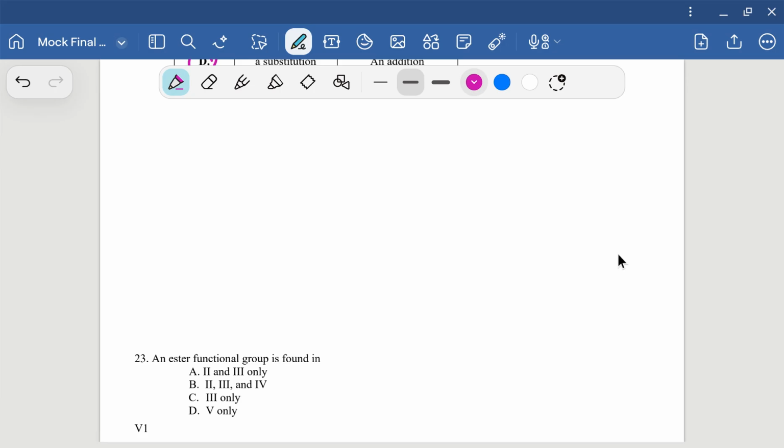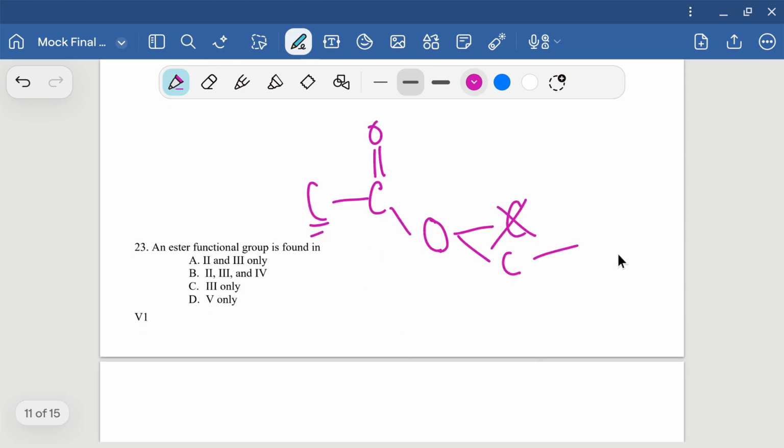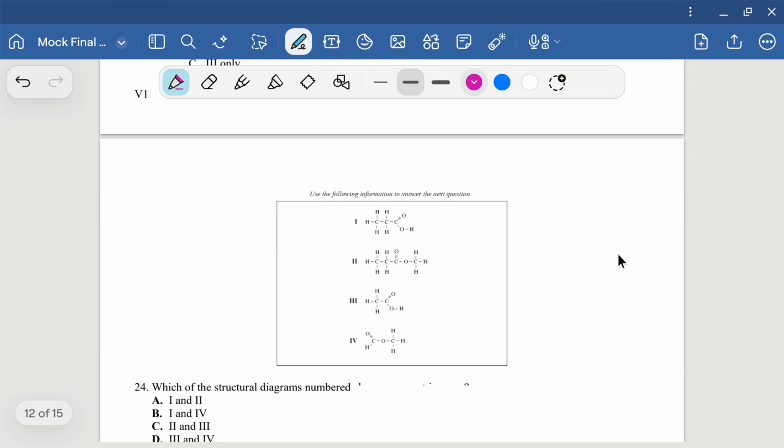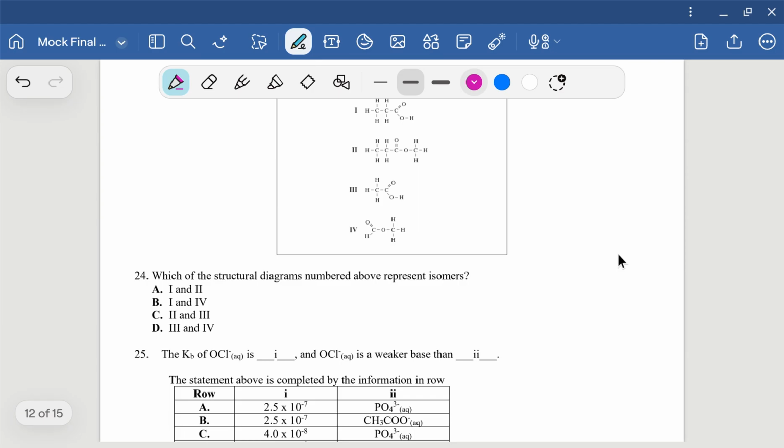But just to be able to answer the question, if it's asking about an ester functional group, you're looking for a carbon double bonded to an oxygen, single bonded to an oxygen, and then we have another carbon on these sides. This could be a hydrogen, but this one can't be. It must be a carbon with a chain. So going through, just knowing what an ester link would be. Okay, well, this one showed up, so that's good.